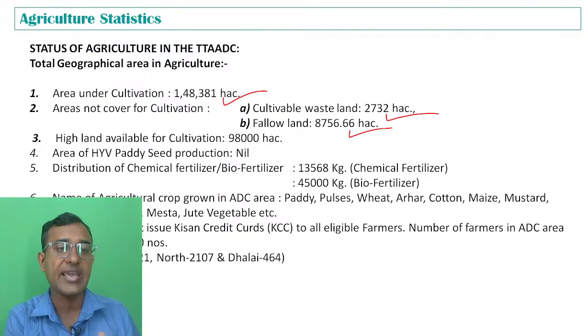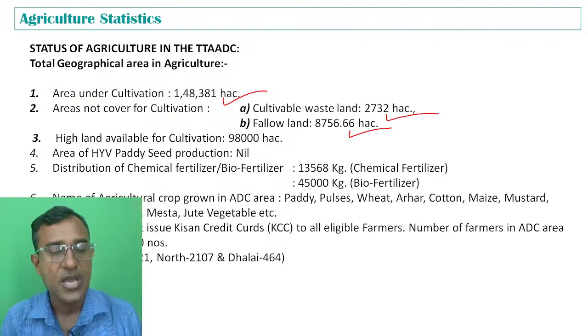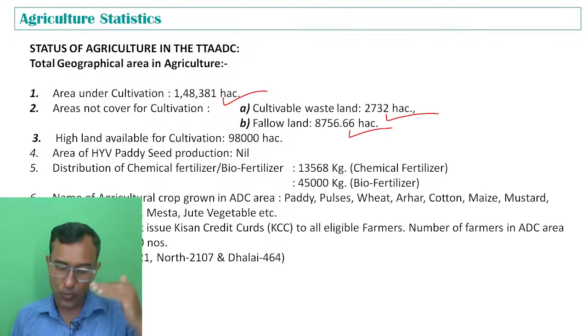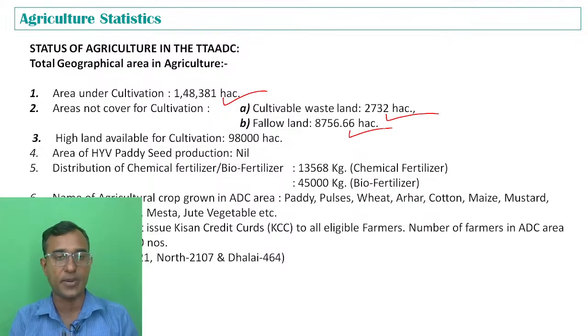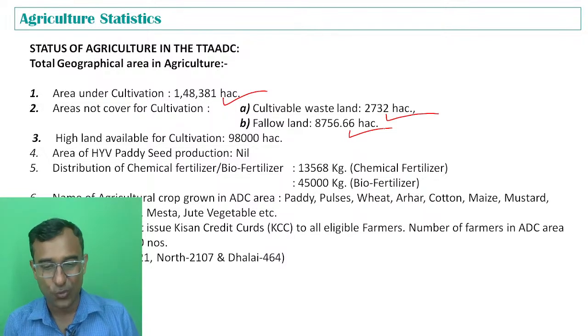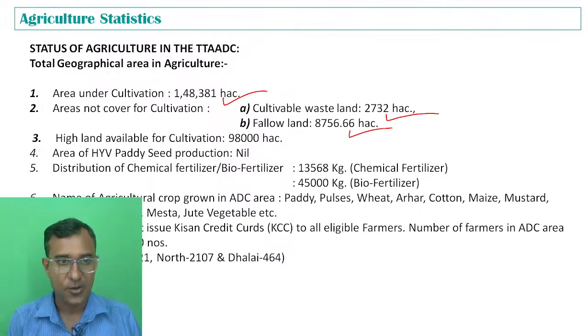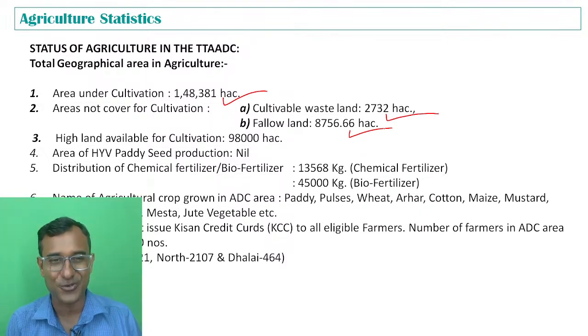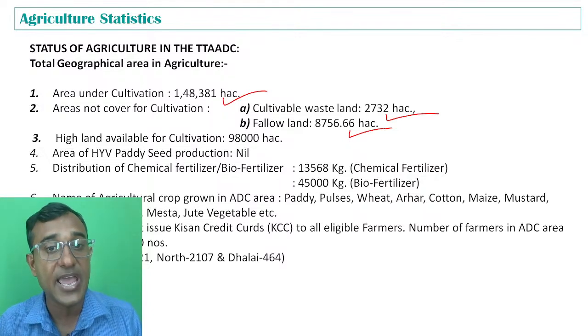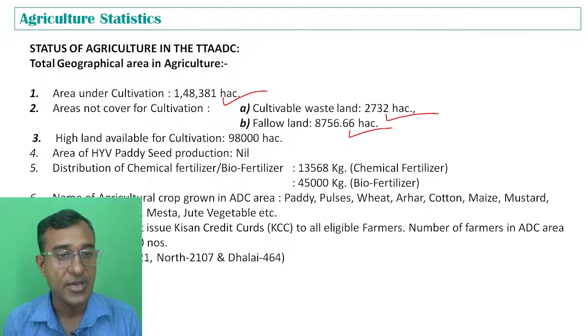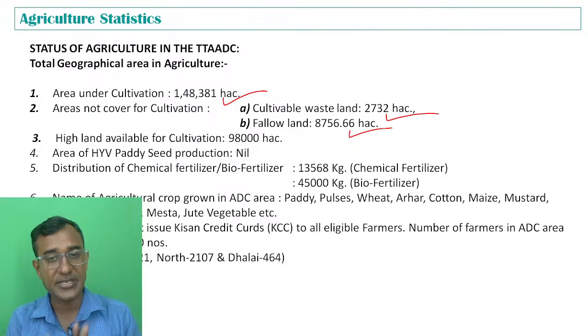Another thing is highland, which is available for cultivation. We have a lot of highland in Tripura, but the good thing about Tripura is that we don't have any land where we cannot do something. We can do something almost everywhere. So we have 98,000 hectare of land which are highland, but it is cultivable.